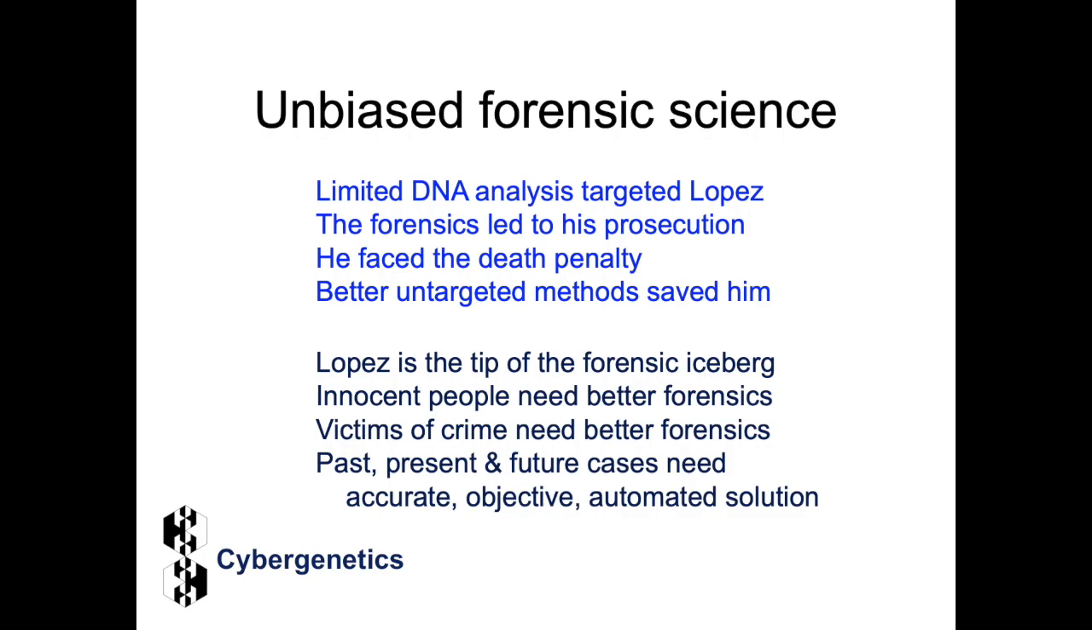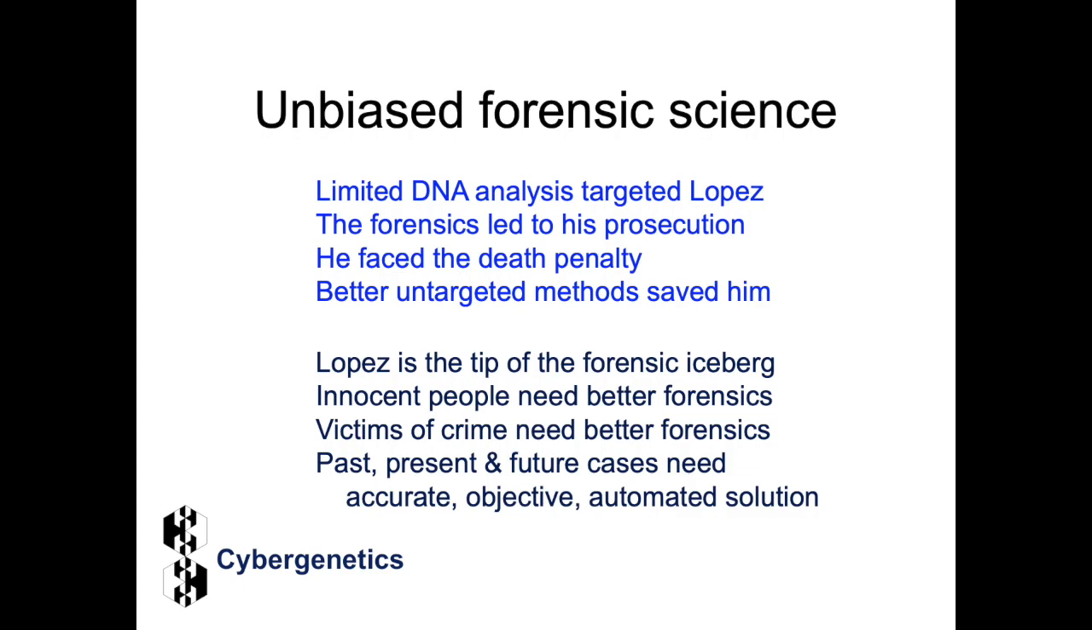Innocent people need better forensic methods. They need untargeted methods. You can't establish that somebody's DNA is not present in evidence if the methods begin with establishing inclusion. How do you prove exclusion if your starting point is a targeted inclusion?